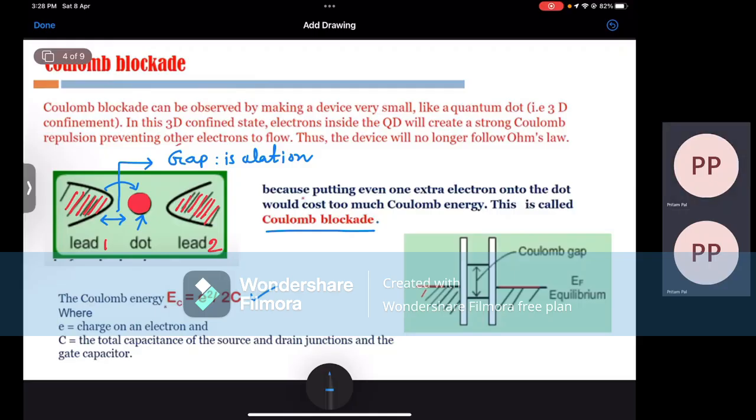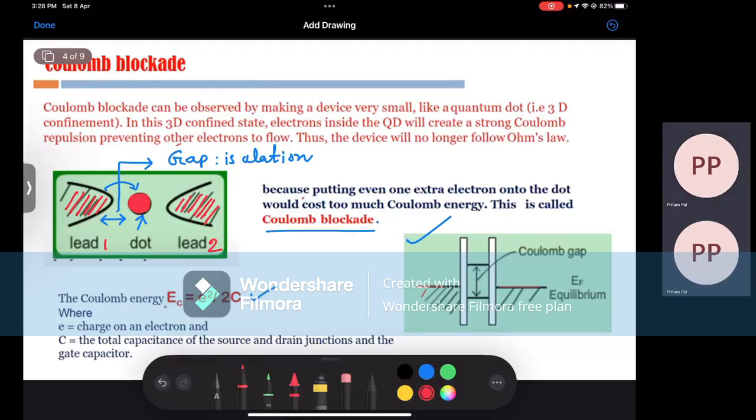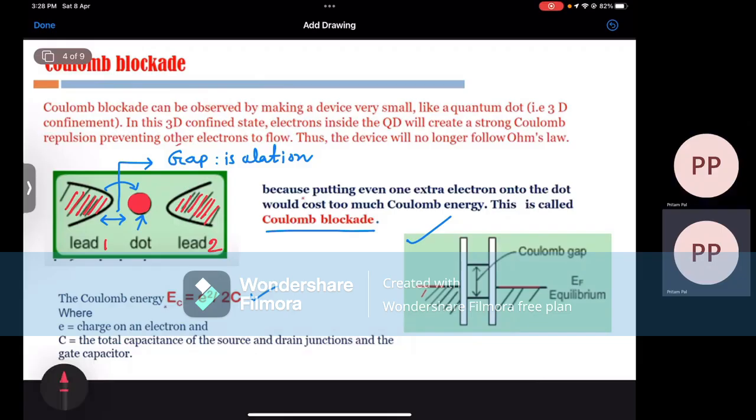So here you can see how the situation occurs. So this is the allowed energy state. I'll change the color. So let's say this is the allowed energy.